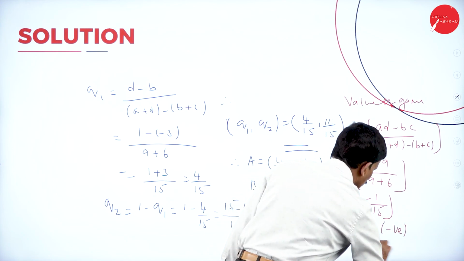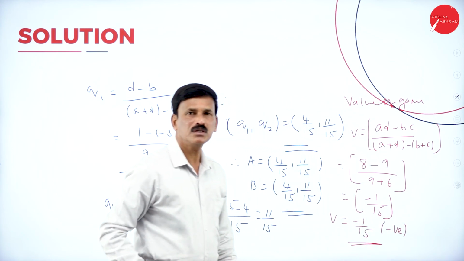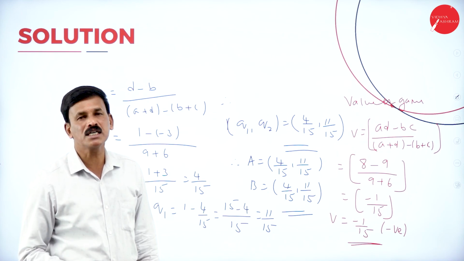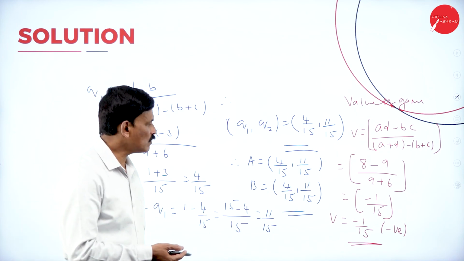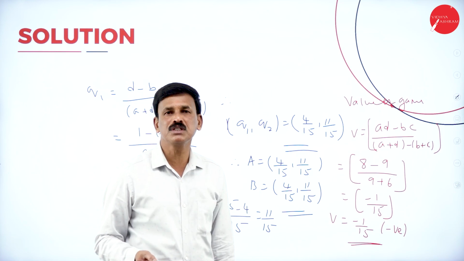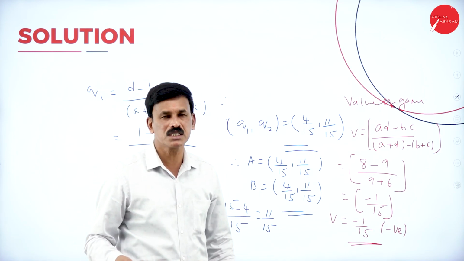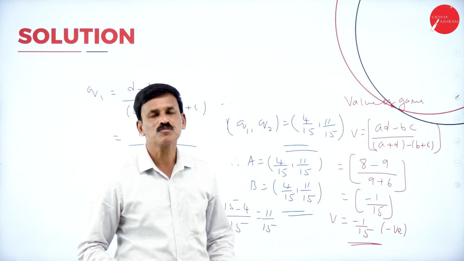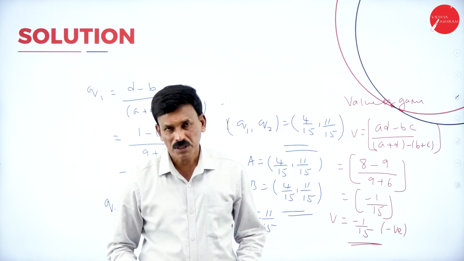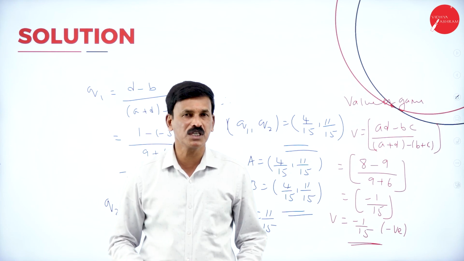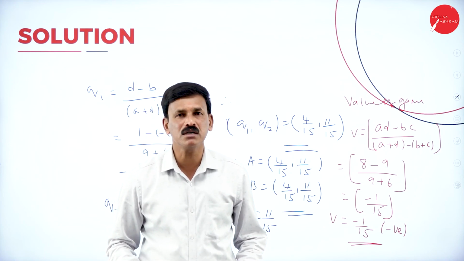This is a negative value. So if it is negative, then it is advantage for the player B. Since the value of the game is negative, therefore it is advantage for the player B. That's it. That is the strategy. This is how we are going to solve game problems to find the value of a game whenever the saddle point does not exist.